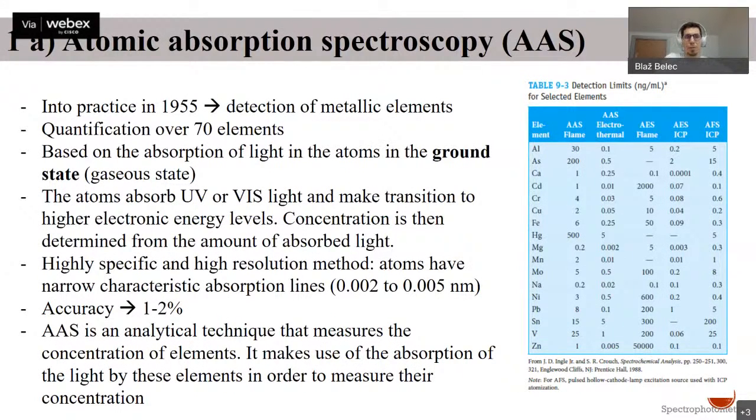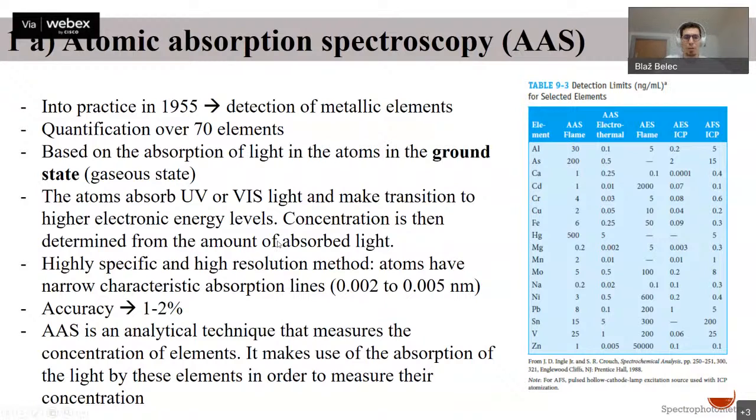Atomic absorption spectroscopy first came into practice in 1955. It was used for detection of metallic elements. We can quantify over 70 elements, and it's based on the absorption of light by atoms when they go from the ground state to the excited state. This is a highly specific and high resolution method because atoms, as I said before, have really narrow characteristic absorption lines. This goes from 0.02 to 0.005 nanometers, and accuracy is 1 to 2%.